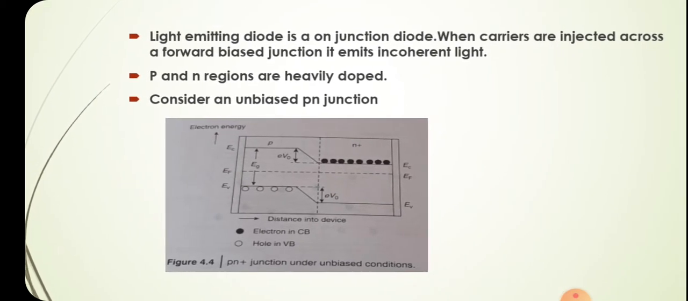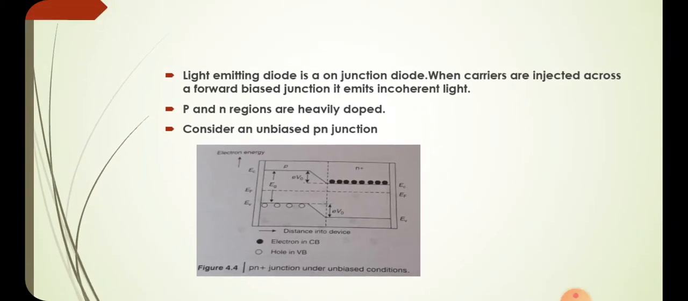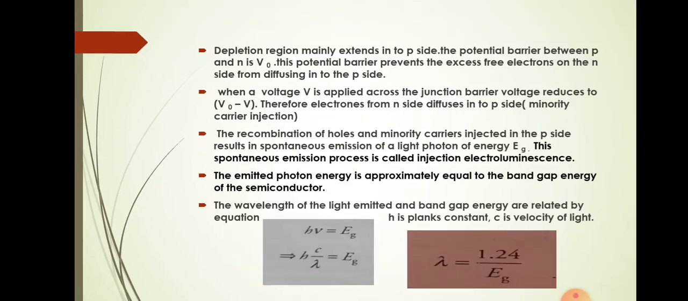Next we will consider the LED operation. Here I explained the unbiased PN junction case, and now what will happen when it is biased with a positive voltage.